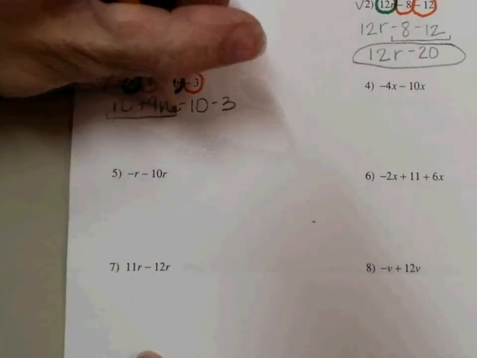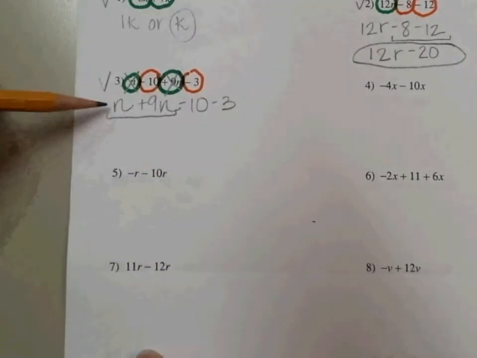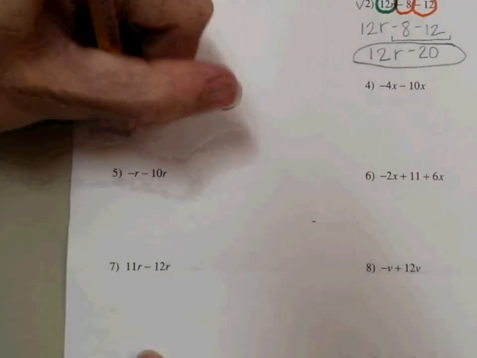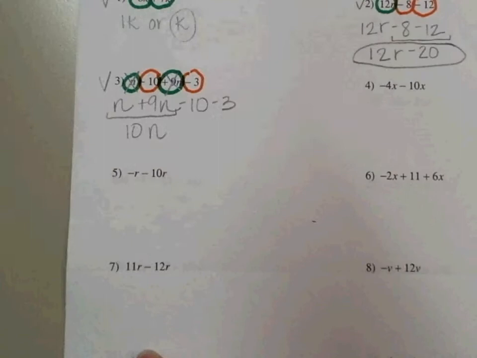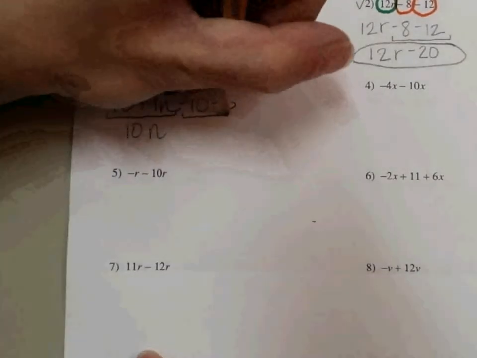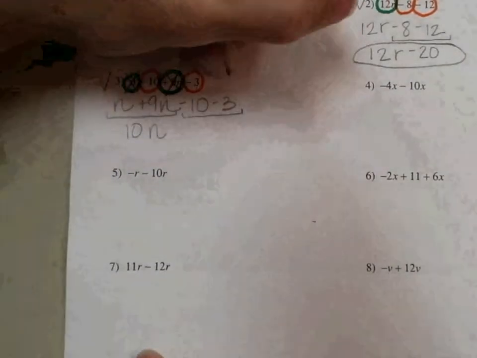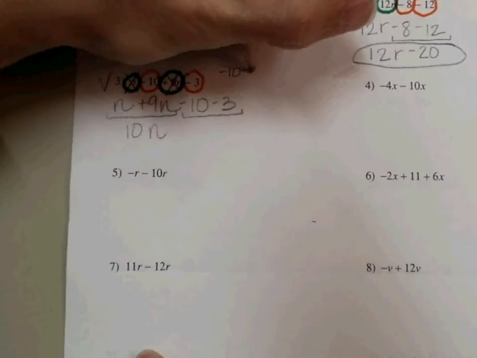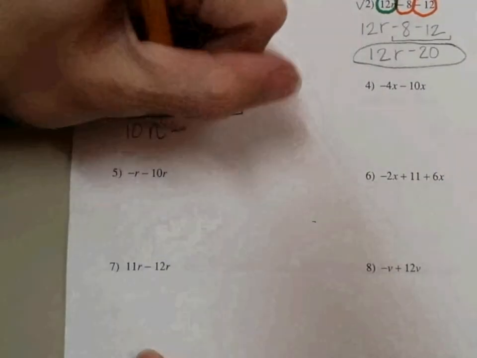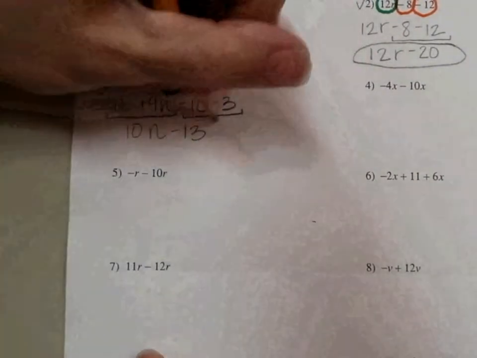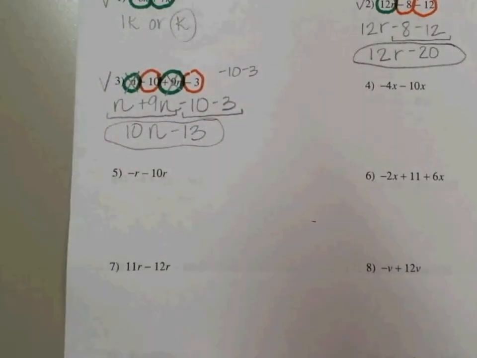I have n's here that are like terms. They can be combined. Remember that this is 1n. 1n plus 9n is going to be 10n. And then I can combine this negative 10 minus 3. If you put in that calculator negative 10 minus 3, you're going to get negative 13. So that's the simplified expression for number 3.